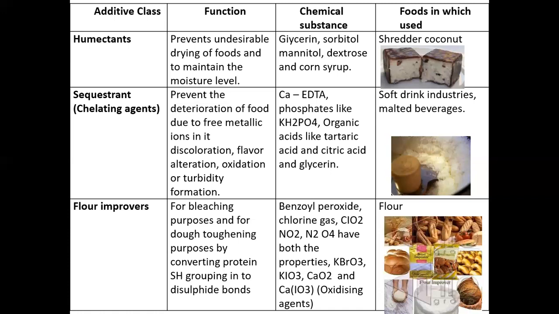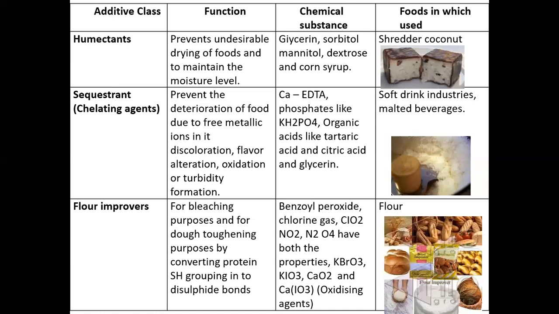Now the next type of food additive is flour improvers. Flour means wheat flour, maida, or refined wheat flour, etc. Flour improvers mainly improve the texture. What is flour used for? Mainly for bread, baking, chapatis, all those things, right? So we need flour improvers to enhance the properties of the dough, and also to convert protein so that the gluten is improved, so that you get very good baked products.